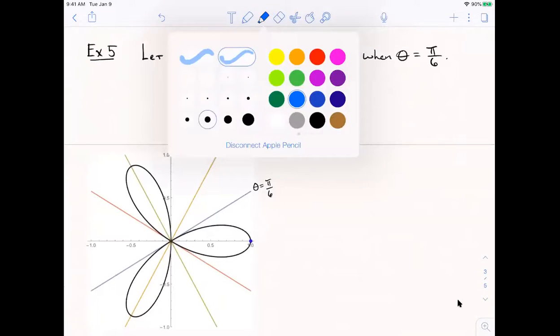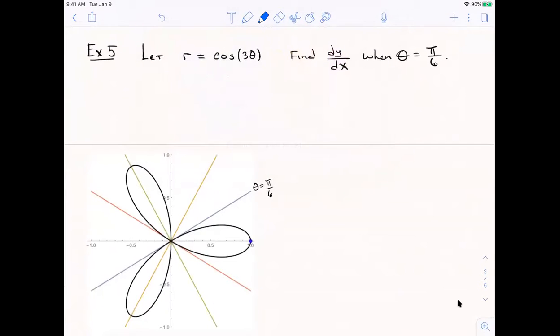Let me make this just a teeny bit thinner for a second. Trying to find the slope of the tangent line at pi over 6. We saw in the video at pi over 6 that the point was back at the origin. So that ray through the origin, or its other half, makes a line that makes the angle pi over 6. That is the tangent line. This is tangent to the curve at theta equal pi over 6.